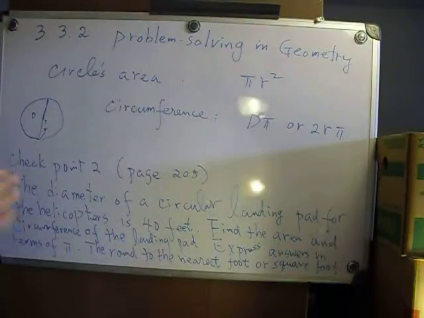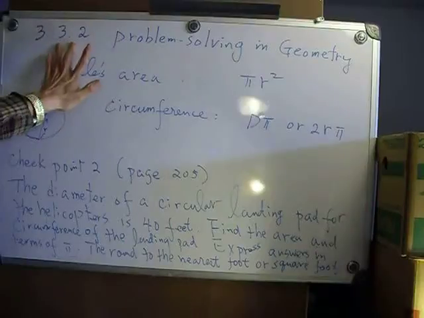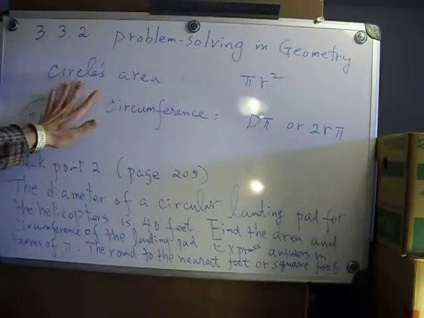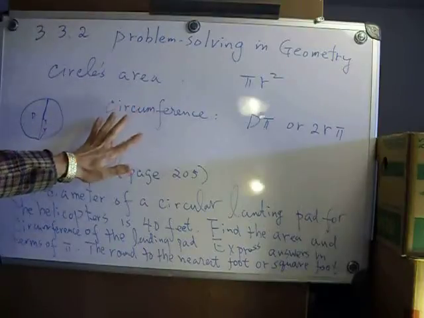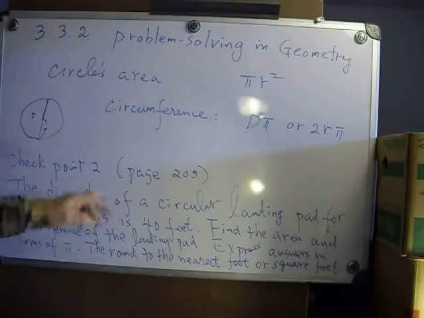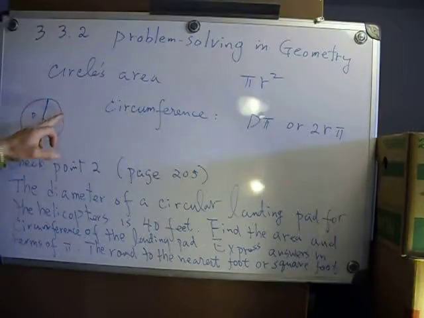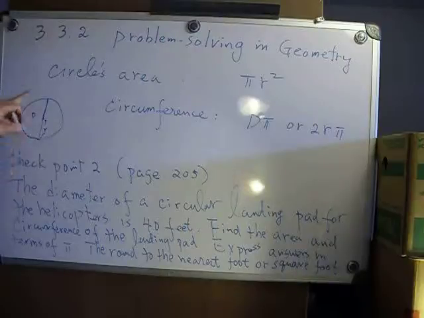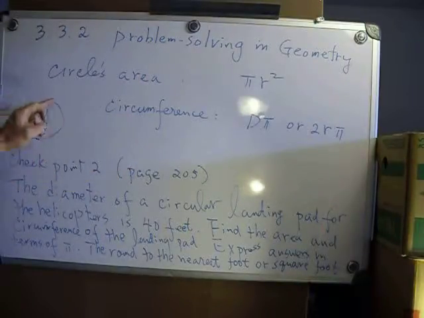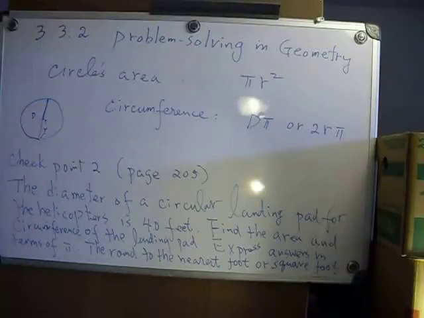Okay, now in our next section, 3.32, problem solving in geometry. This time is circle's area and the circle's circumference. By the definition, circumference meaning the length, or call it perimeter, but in the circle we give it a name, circumference, how long that whole circle is.